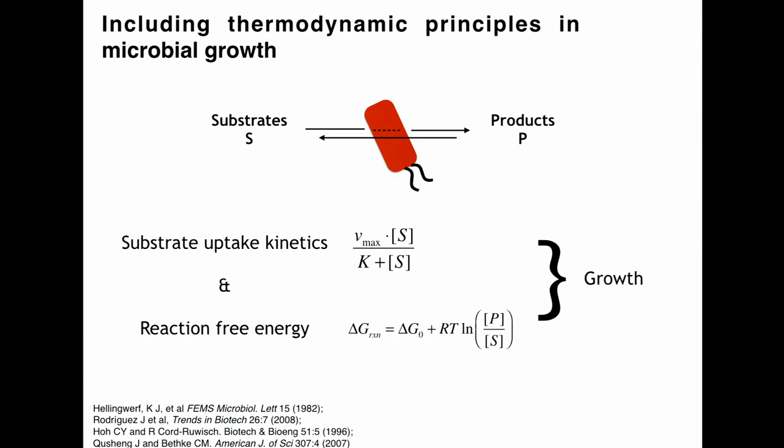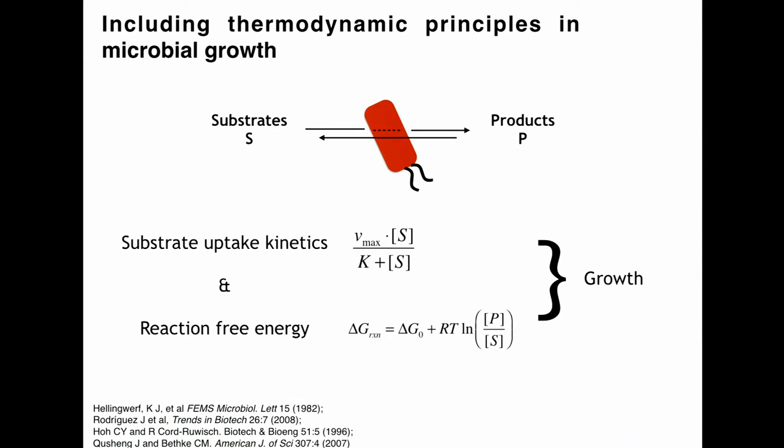As the bacteria converts some substrate into products, it is actually running this chemical reaction towards equilibrium. And if you start very far from equilibrium, you'll probably never reach it. But if you're starting very close to it, you might actually reach it, right? So then the thermodynamic aspect, the reaction free energy, perhaps becomes an important factor.